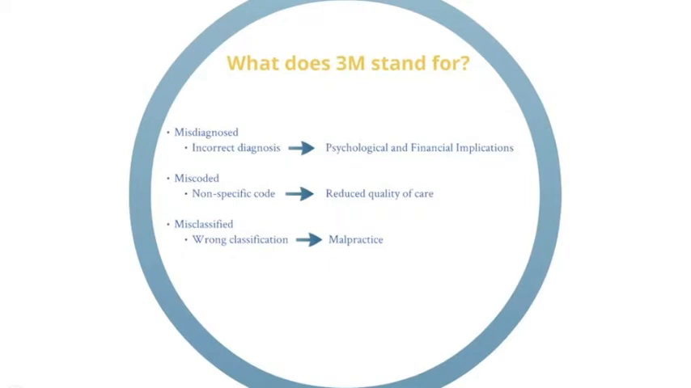What does 3M stand for? The 3M algorithm is built on misdiagnosis, miscoding, and misclassification of diabetes in primary care. Misdiagnosis is the allocation of an incorrect diagnosis, diagnosing diabetes in someone who does not have the condition. Miscoding occurs when the wrong code is applied, generally the use of a non-specific code which does not allow the type of diabetes to be precisely determined. Misclassification is defined as when the patient is incorrectly classified into a category to which they do not belong.